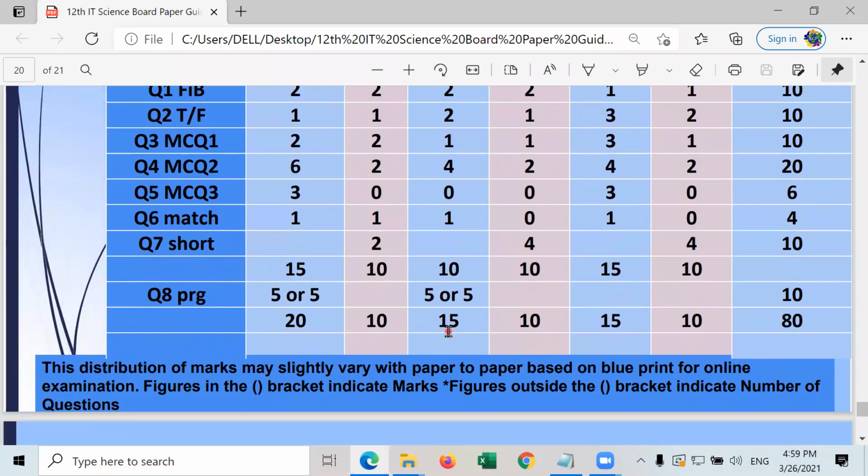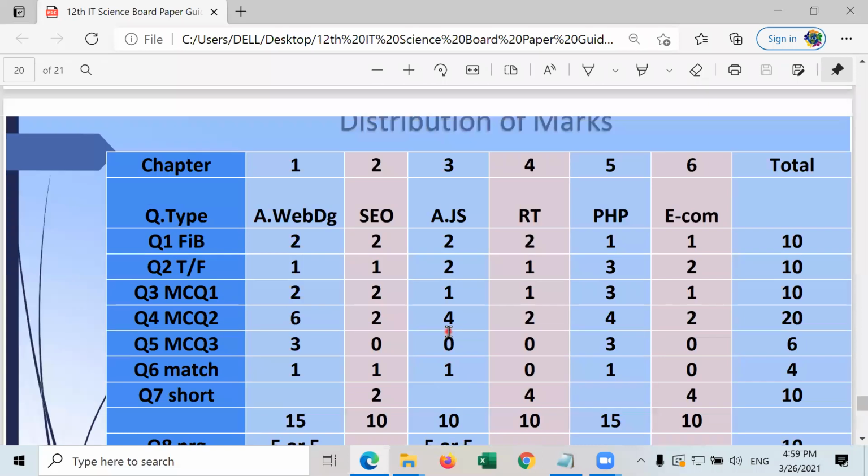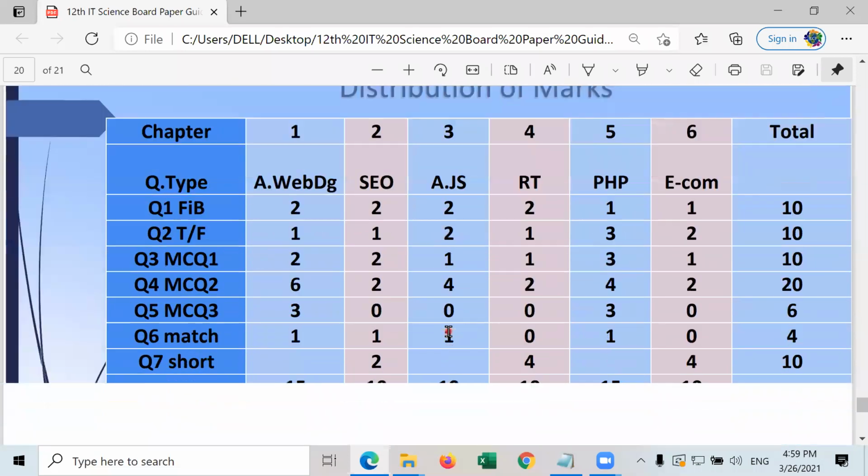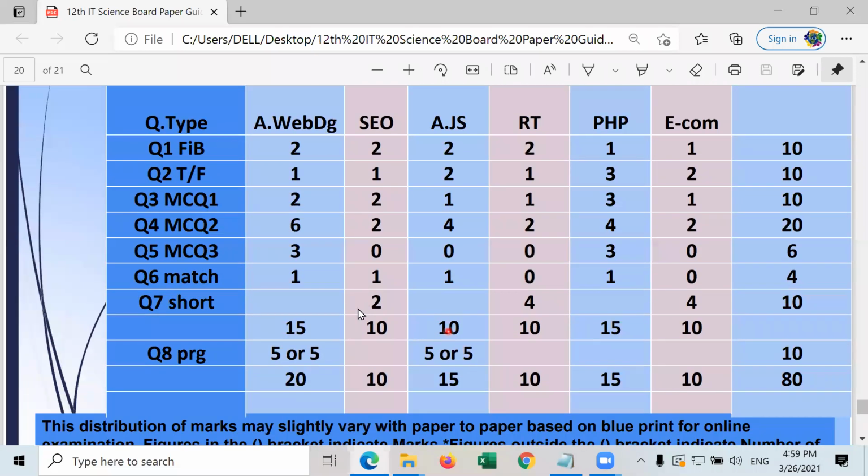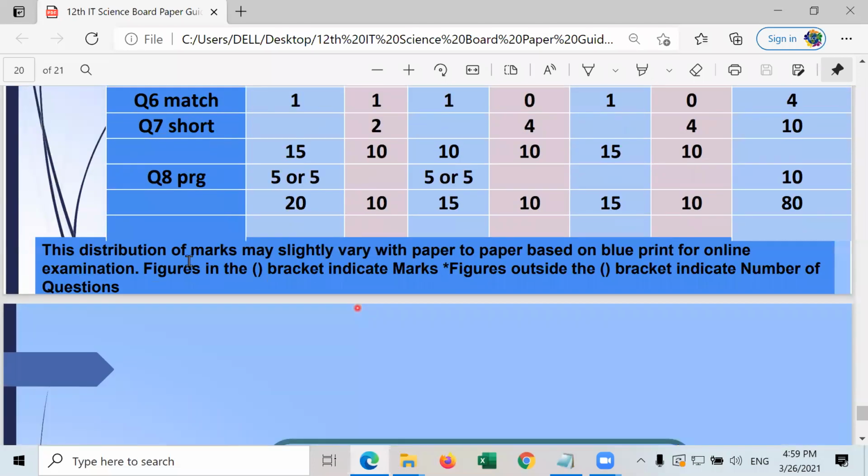This is the marks distribution according to type of questions. Now, this distribution of marks may slightly vary from paper to paper. So the board has authority to make changes in this distribution. So there may be slight changes, there may be variations in this distribution.